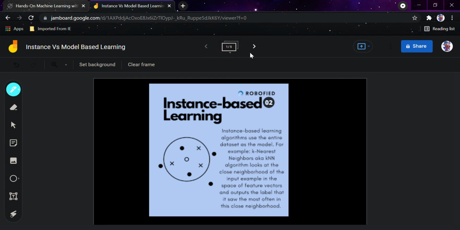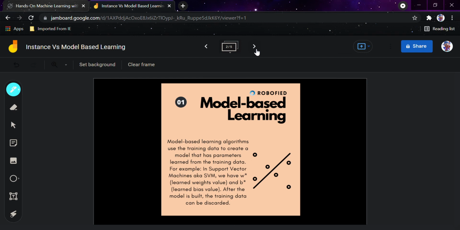Now coming to the next part, that is model-based learning. Model-based learning algorithms use the training data to create a model that has parameters learned from the training data. So basically, this is another way to generalize from a set of examples: build a model of these examples, then use that model to make predictions for other examples. This is called model-based learning.